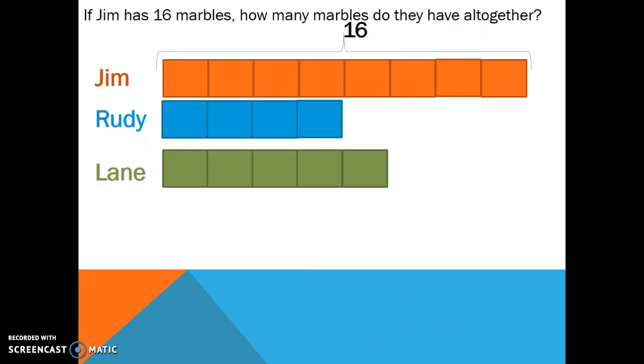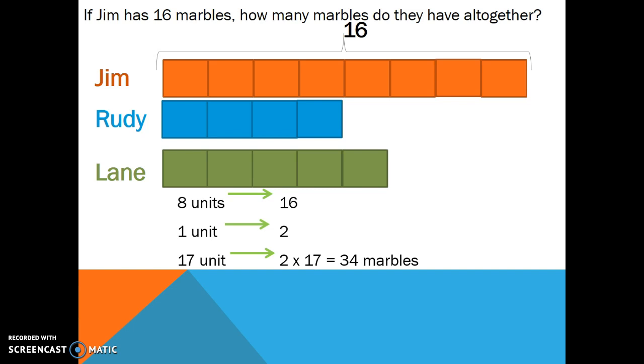Okay, now if Jim has 16 marbles, how many marbles do they have altogether? If Jim has 16 marbles, that 16 marbles equals 8 units. So we're going to assign that 8 units to 16 marbles. Now we want to solve for 1, so 16 divided by 8 is 2. If we want to know how many marbles they have altogether, we need to solve for 17 units. So we're going to multiply 17 times 2, and that's going to equal 34 marbles.